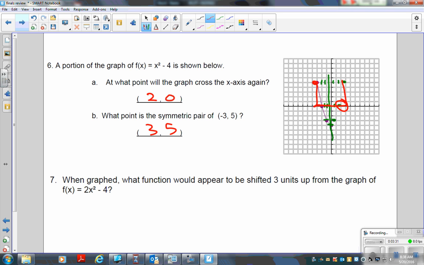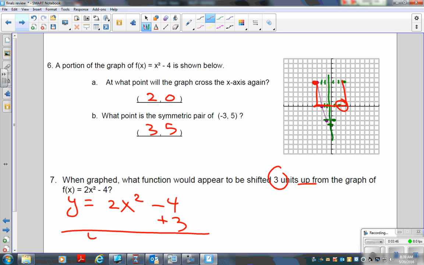Number 7 says the graph of the function will appear to be shifted 3 units up from here. Now we have f of x, which is the same thing as y. Y equals 2x squared minus 4. If we're going to shift it 3 units, we're going to use 3 units. But it says up, which means we're going to add 3 units. That ends up giving us y equals 2x squared minus 4. Also, you could have just graphed that. I'm sorry, minus 1. You could have also just graphed that and just looked at the picture and realized it was going to touch at negative 1.